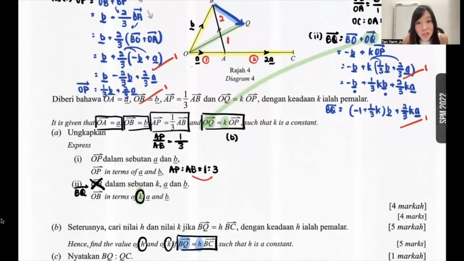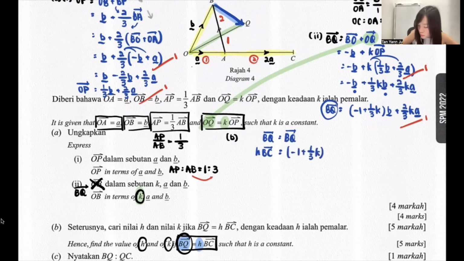How do you do it? Actually quite easy, because you know why? The one they give you is BQ, and the one that you did just now is also BQ. If both of them are called BQ under the same question, isn't it their vector should be the same? So one of it I copy on the left, another one I copy on the right, and both of them should be the same.